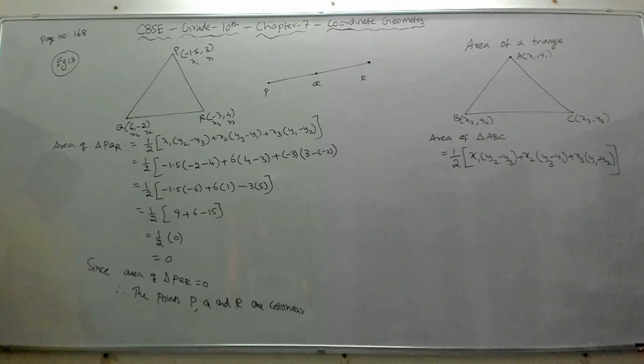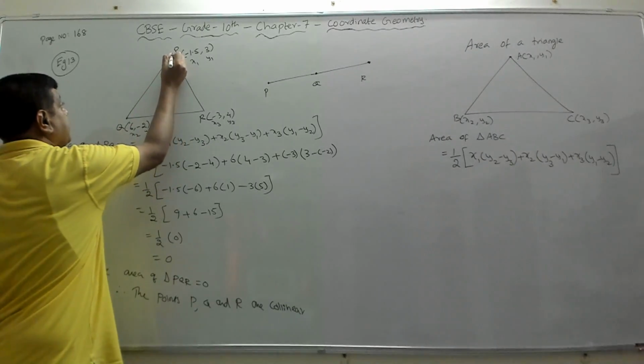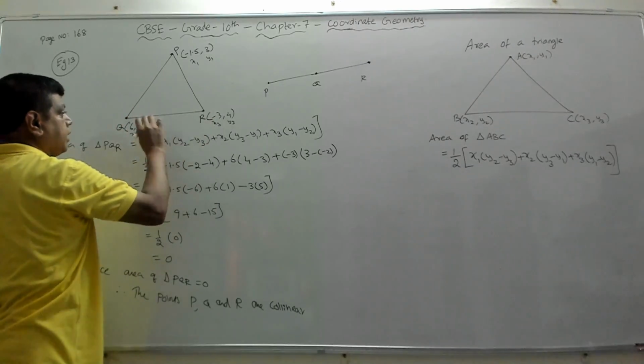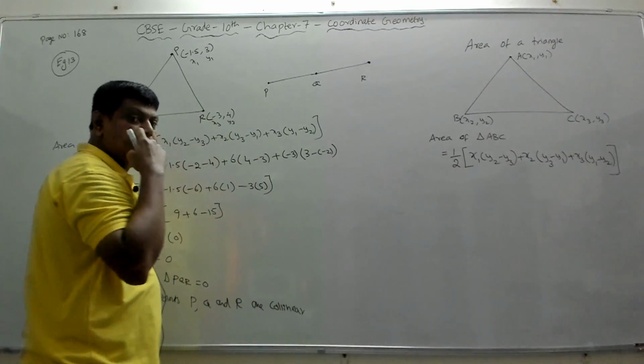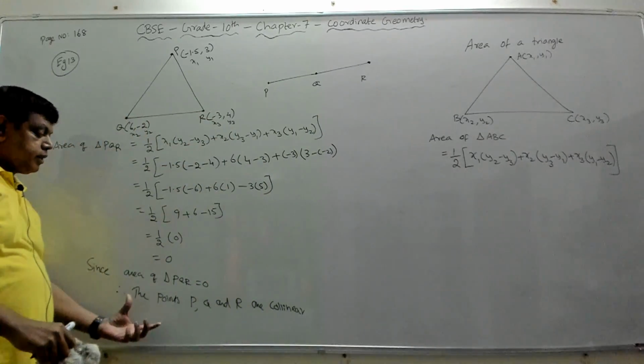They are collinear, which means they cannot be like this. P cannot be here, Q cannot be here, R cannot be here. It should be like this. The order may change, but they all 3 lie in the same line. Only then you will get the area of the triangle as 0.